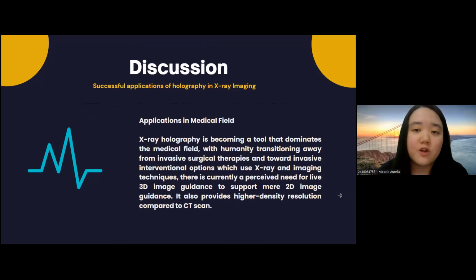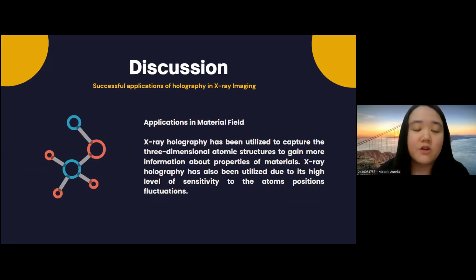X-ray holography has been used to provide 3D image guidance to support mere 2D image guidance. It also provides higher density resolution compared to CT scan. Next. Second one is the material field. X-ray holography has been utilized to capture the three-dimensional atomic structure to gain more information about properties of materials.